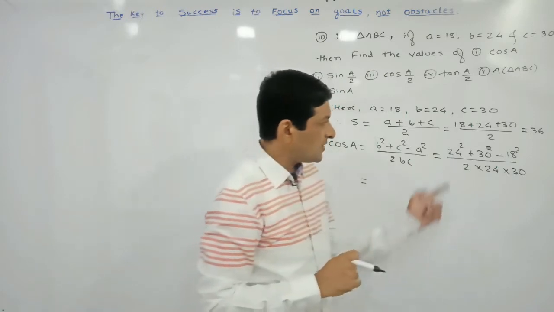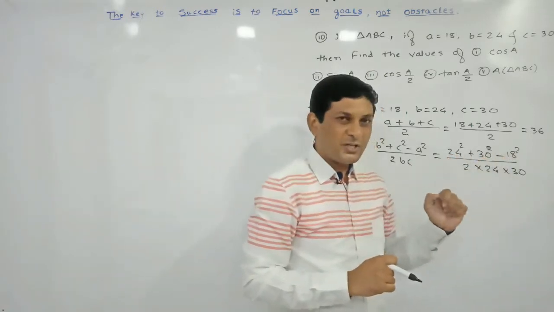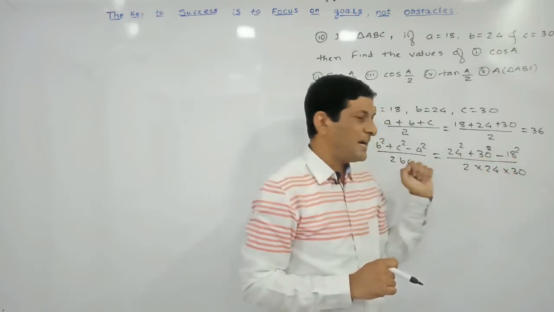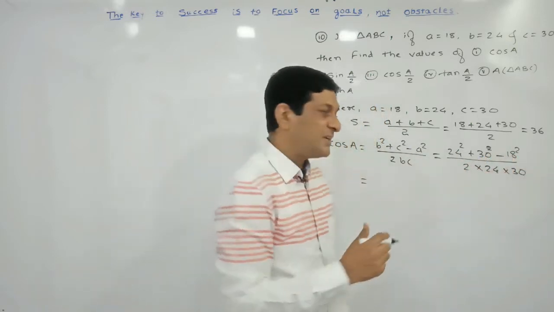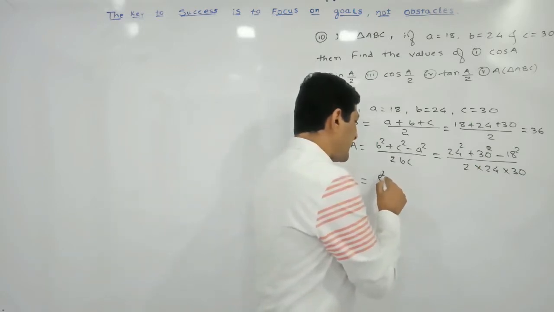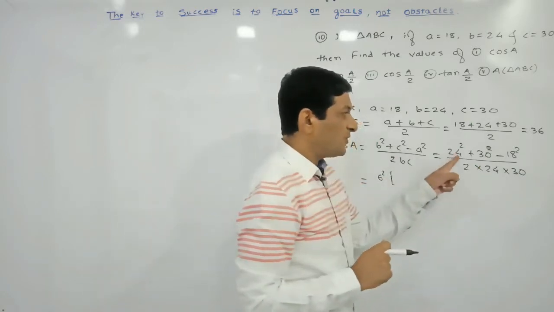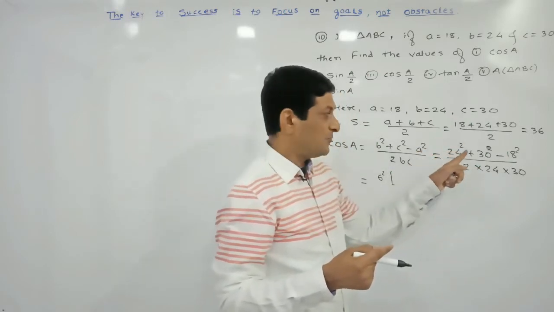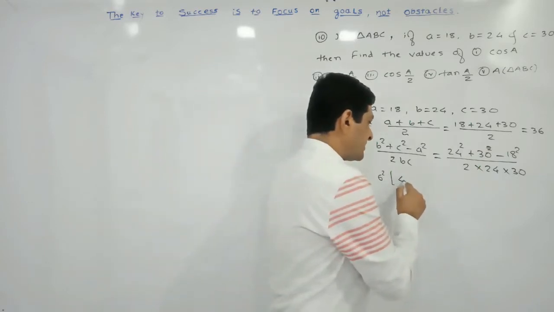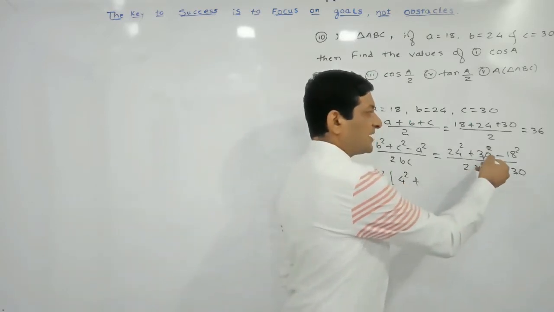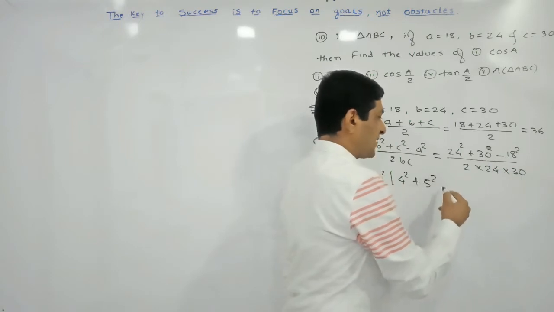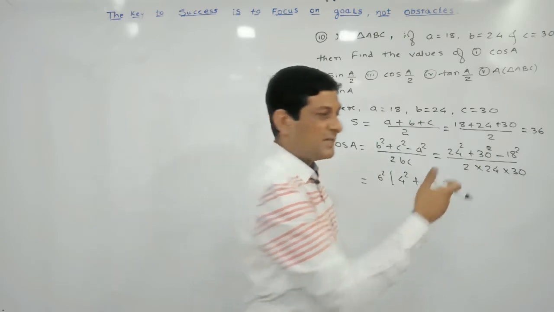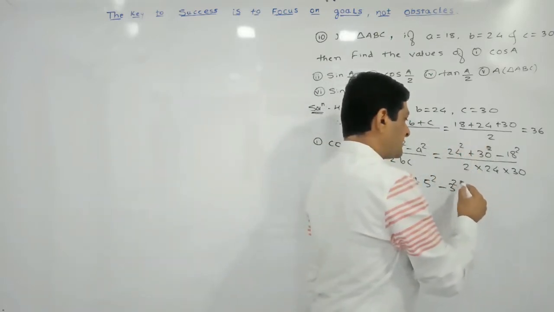If you observe all the terms in this numerator, check whether 6 is a factor of all three terms. Yes, 6 is a factor of 18, 30 and 24 also. So from all these three terms, we can take 6 square common. 24 can be written as 6 into 4, so 6 square into 4 square. If we take 6 square common, the remaining term is 4 square, plus here the remaining term is 5 square. 18 can be written as 6 into 3, so the remaining term is 3 square.